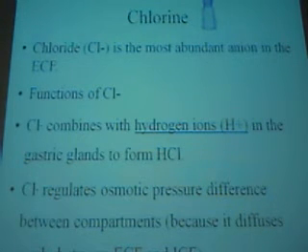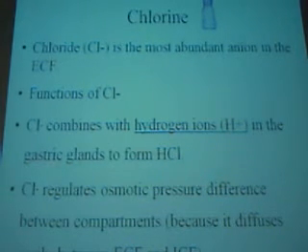Chlorine also helps to regulate osmotic differences, meaning where the fluid stays, whether it's outside the cell or inside the cell. Again, aldosterone is the regulator for this one because when we talked about sodium reabsorption in the nephron, you might recall that chlorine automatically follows if sodium is being reabsorbed.